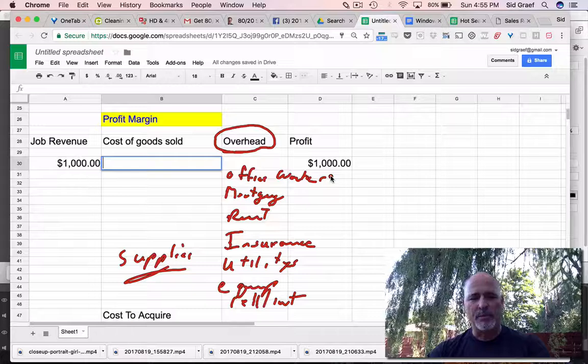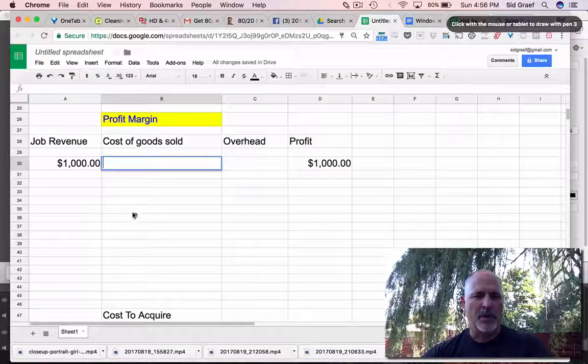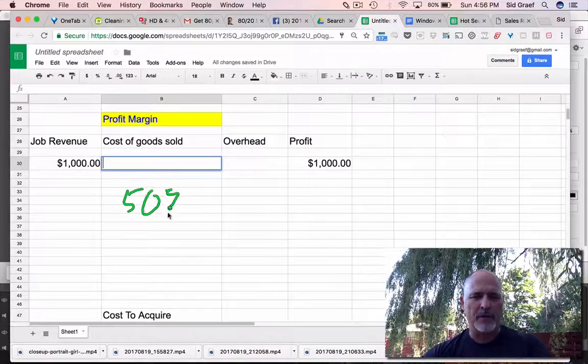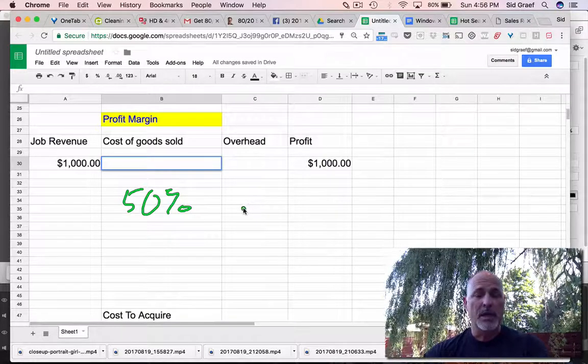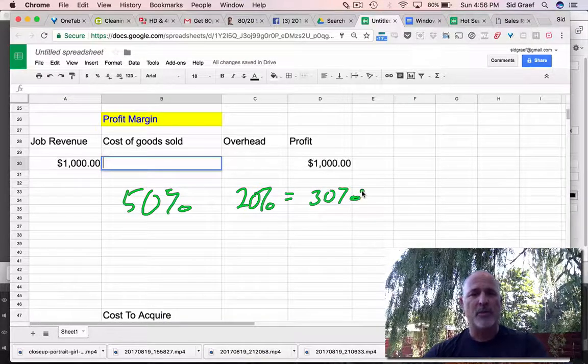So in our business, let me give you some numbers. These are ballpark, but on average, our cost of goods is about 50% of the job. It's actually a little bit less than that, but we'll just go with 50% to keep it simple. And our overhead is roughly 20%. So guess what? That leaves us 30% of the revenue as profit.